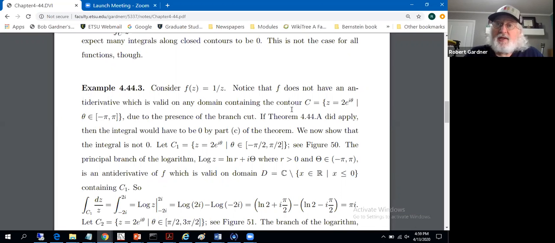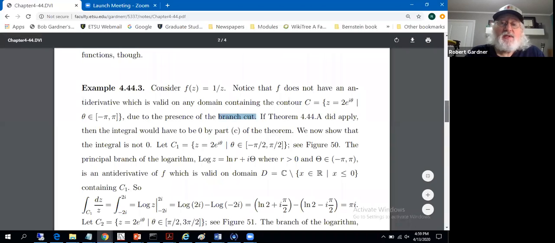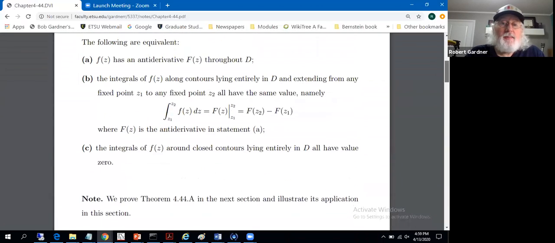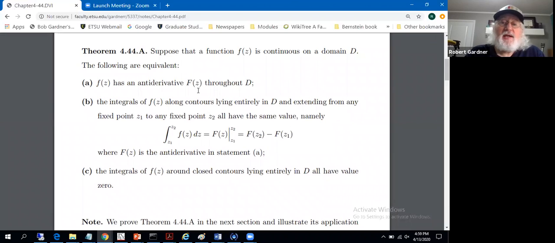That's because we need to use a branch of the logarithm, and the branch of the logarithm comes with a branch cut. You'll remove 0, and you've got to cut it. And when you cut it, you peel up that line from 0 to infinity. That's going to cut the contour as well. So we can't find an antiderivative that's valid on the contour. We go back up here, it has an antiderivative valid throughout domain D. We throw 0 out and we're good, but we've got to cut the thing as well.